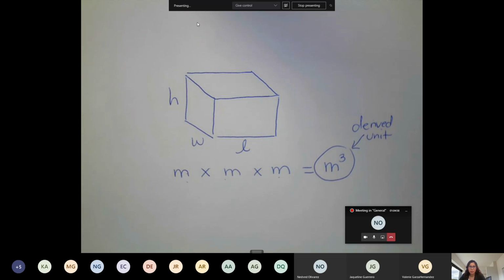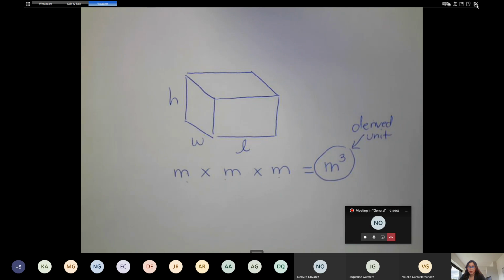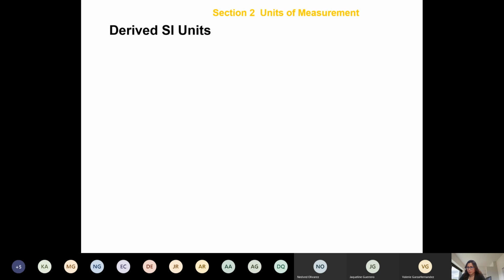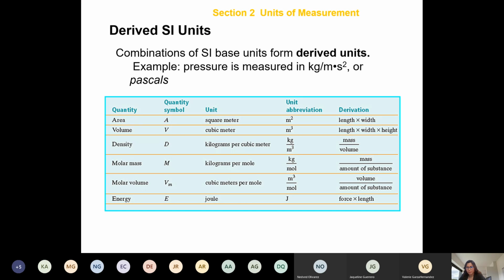So let's go back to the other examples that you have in your table. Let me exit here. Okay, so in your table, if you notice here, I already gave you the first one, the example for the area. Because you're combining length and width, you get a derived unit, which is meters squared. And when you are trying to find the volume of a cube, for example, because you're combining length times width times height, you get a derived unit of cubic meters.